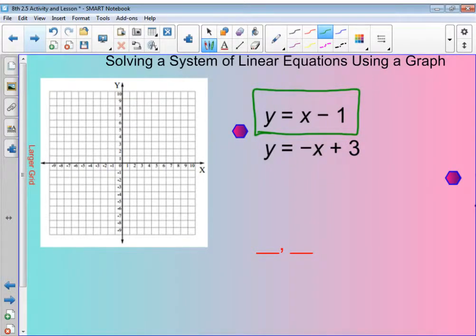As a reminder, if we graph from the y-intercept, we always have to have our y by itself. This would be our slope. If there's no number, it means there's a 1. And then this is our y-intercept. So this is where we're always going to start.